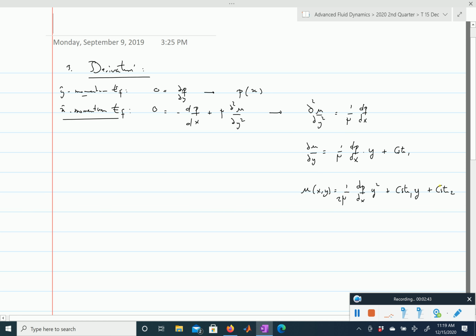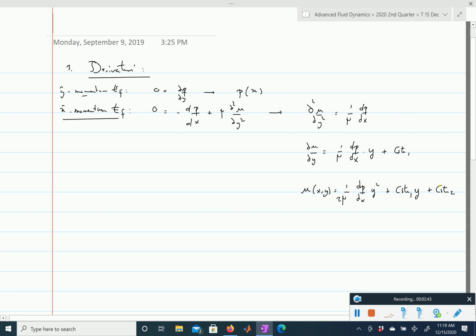Okay? And so this tells us how the velocity depends on y, right? But we still don't know how the velocity changes with x, because we still don't know what this dp dx is. How do we identify these constants? These constants are identified using the boundary conditions. So the constants are identified with the boundary conditions. Our boundary conditions, remember, are zero velocity at y equals h, so at the top, and minus u at y equals zero.